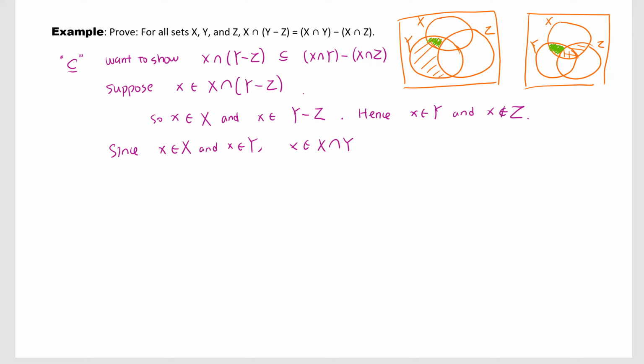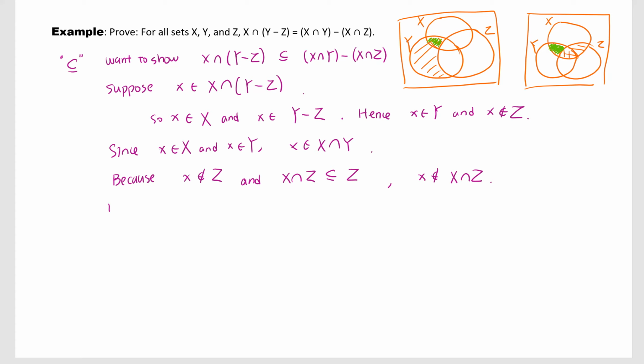Okay, everybody? Also, if we use a lot of "since," then we can use "because." So because x does not belong to Z, and we know that X ∩ Z is a subset of Z, but because x is not in Z, so x does not belong to X ∩ Z as well. Okay, so now we're done.